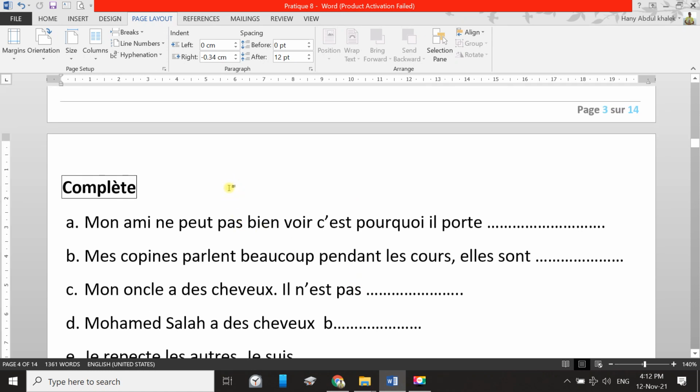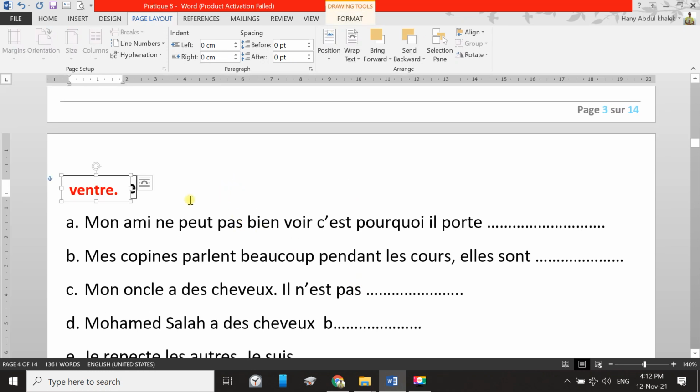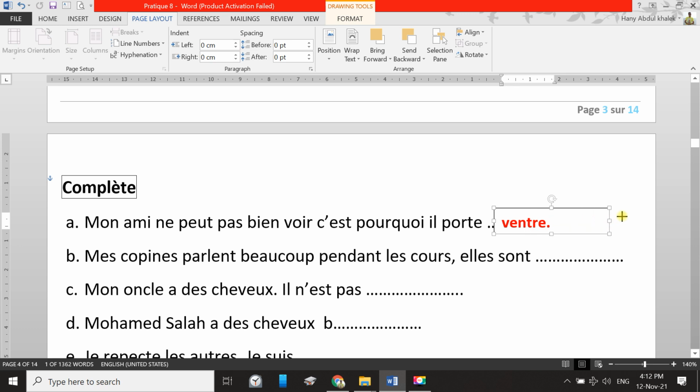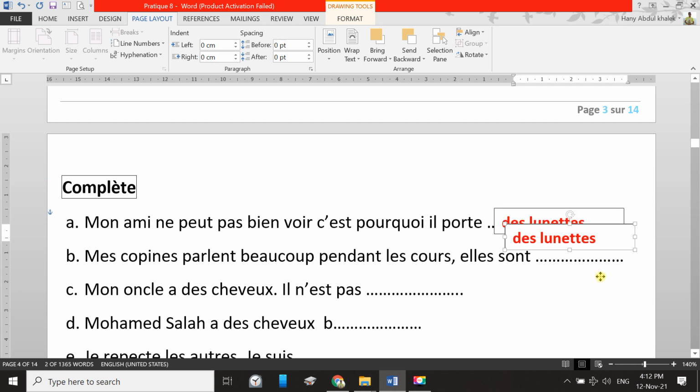Mon ami ne peut pas bien voir. Can't see well. C'est pourquoi il porte. That's why he carries or he has des lunettes. Okay, if we have a problem in our eyes, so we carry or we have des lunettes means glasses. Des lunettes. Donc, number 2 or letter B.